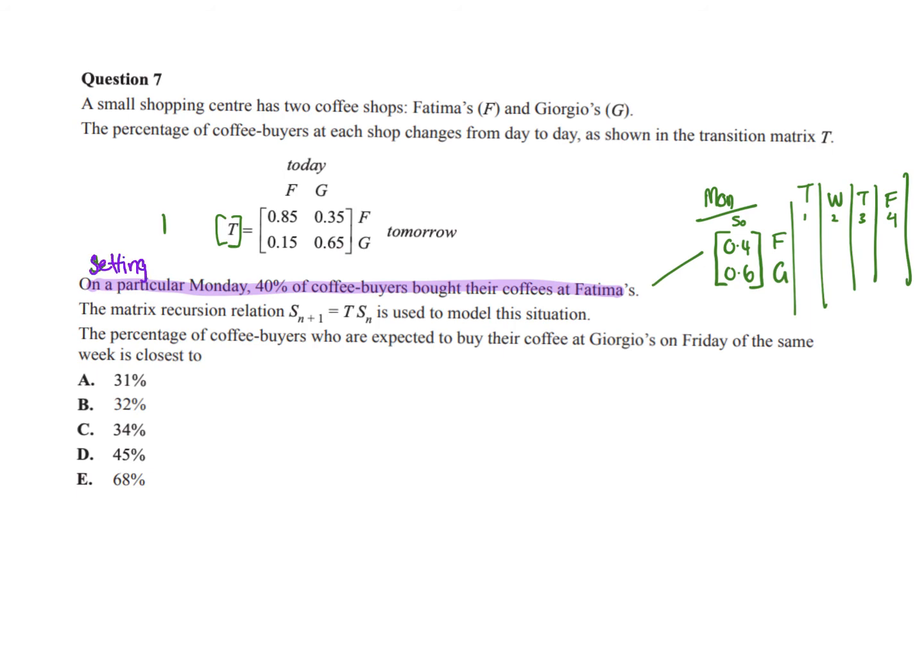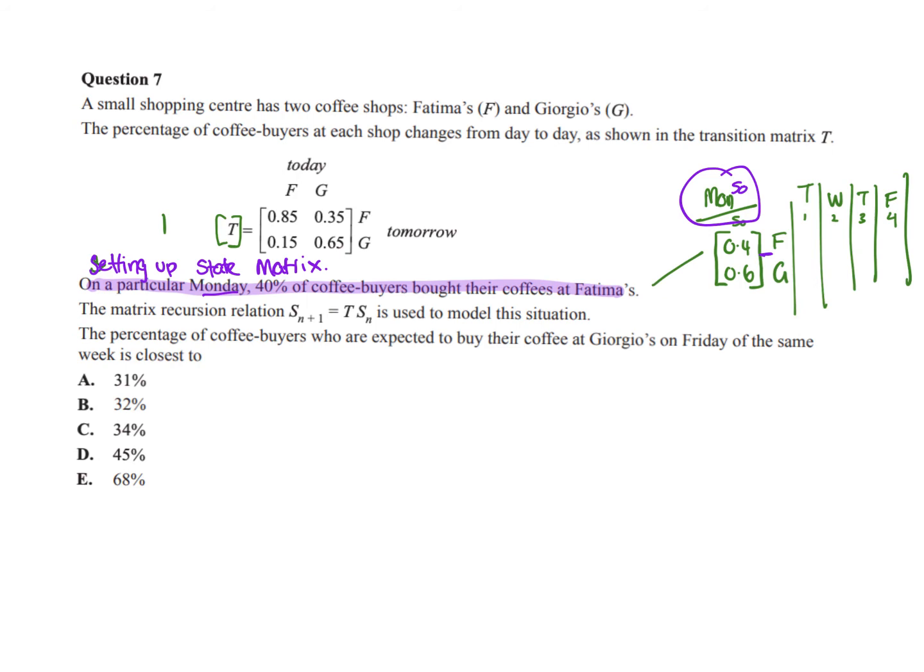So this is a state matrix, and we can call it our beginning one if we want. If they're saying 40% is at Fatima's, well, it has to add up. There's 100% of customers, and they're going to go to either one of those two. So if 40% go to Fatima's, 60% are going to Giorgio's. Okay, so it said the percentage, and this was on Monday. So Monday I called S0.